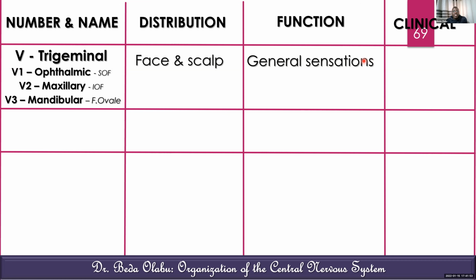These three nerves have their territories. The ophthalmic division, the territory is the region of the forehead. The maxillary division, the territory is between the eyes and the mouth. Then the mandibular division, the territory is the region of the mandible going down.